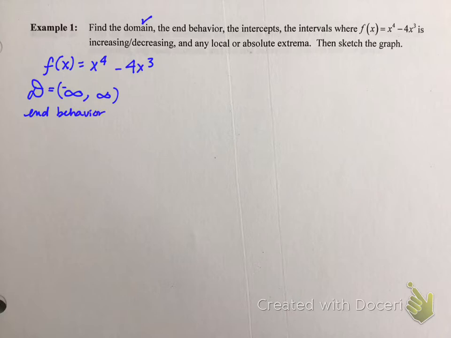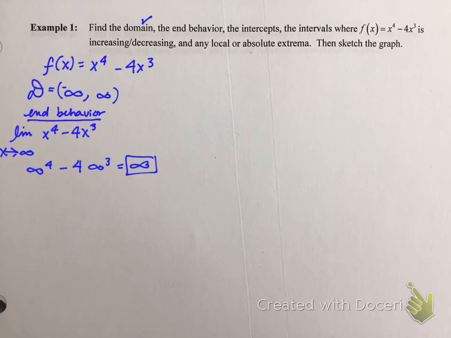I don't know if you remember from the limit section, if I take the limit as x is approaching infinity, and I plug that into the function, let's see what happens. I have infinity to the fourth power minus 4 times infinity to the third power. That's going to give me positive infinity. So I know at the end of my function, as x is approaching infinity, my function is going to be going up towards infinity.